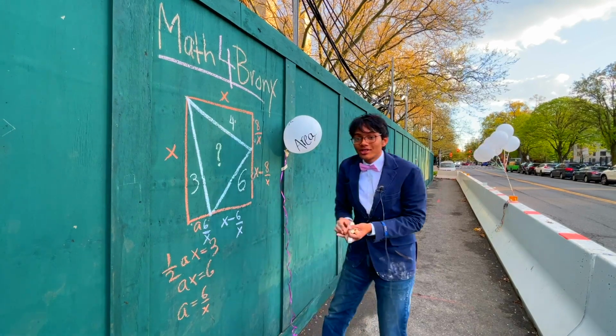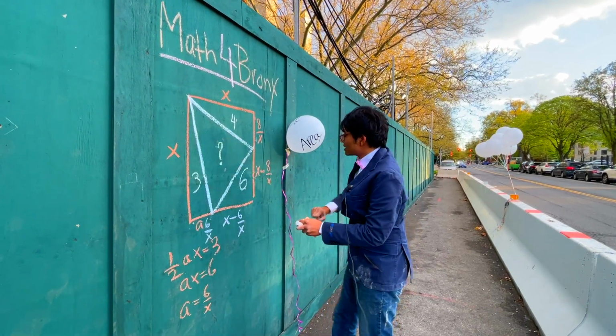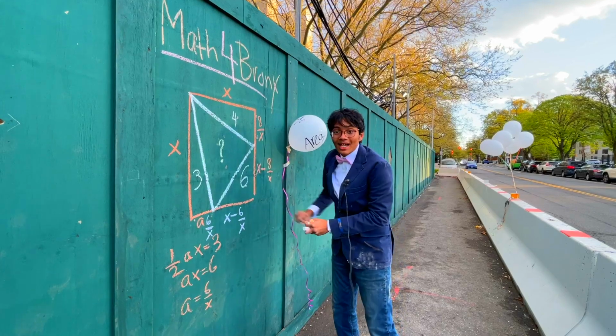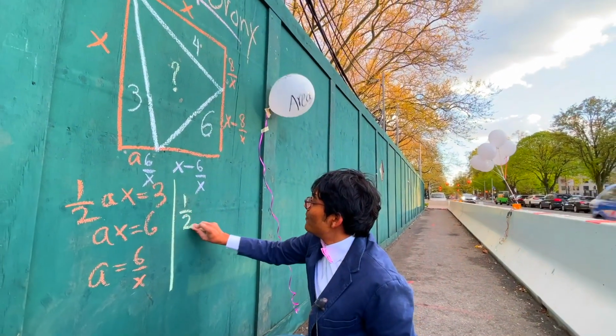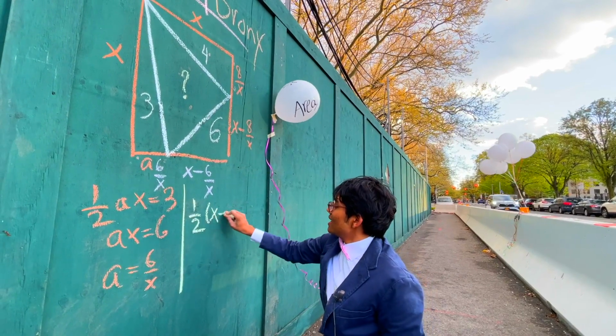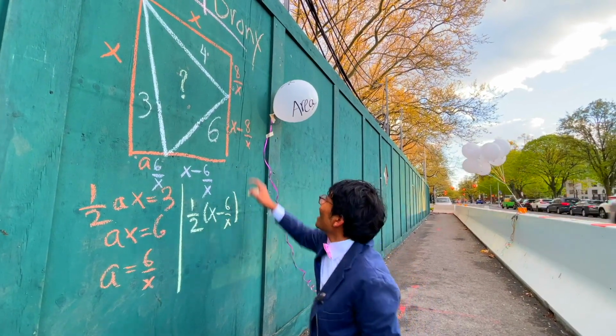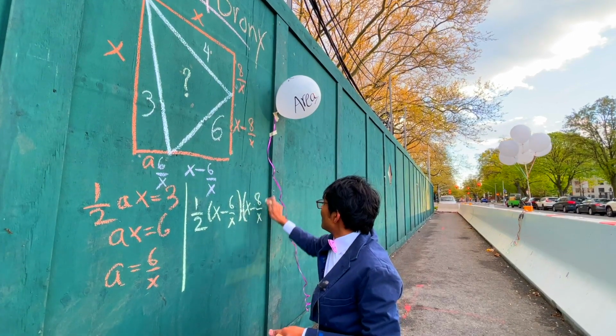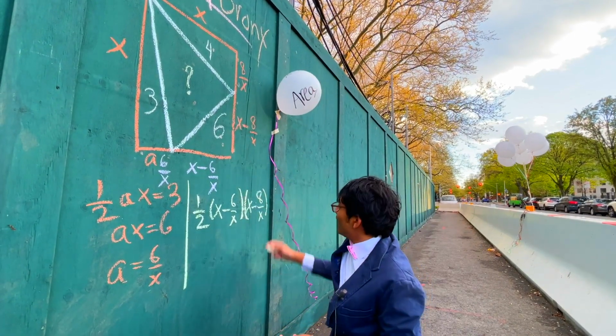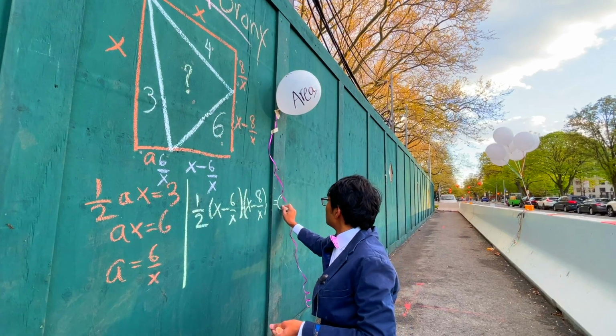Okay? So now that we have that down, we can use some nifty algebra to find the area of the middle triangle. What can we do? Well, first we got to find x. We can say half our base, which is x minus 6 over x, times our height, which is x minus 8 over x, is going to equal the area of the triangle. What's the area of the triangle? It's 6, right? So that equals 6. Okay, great.